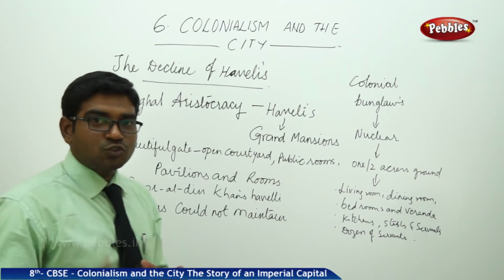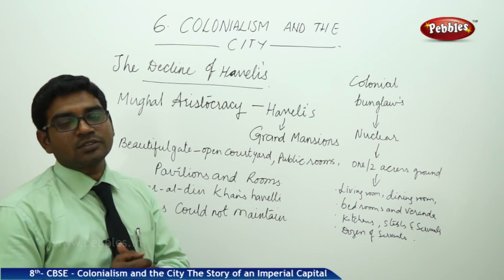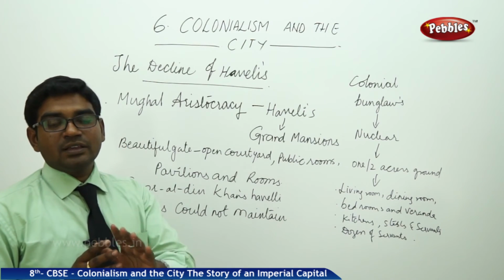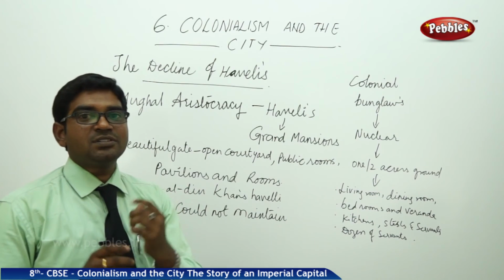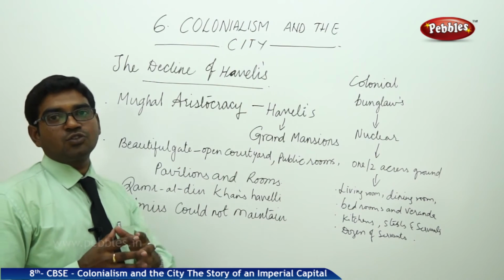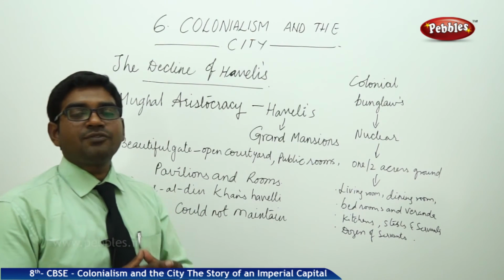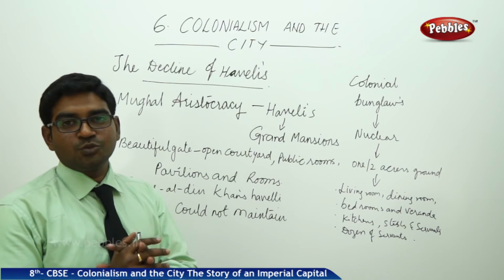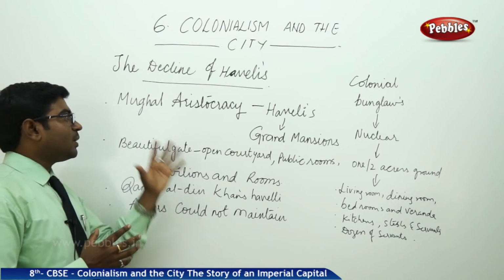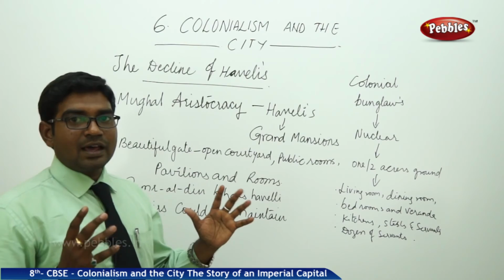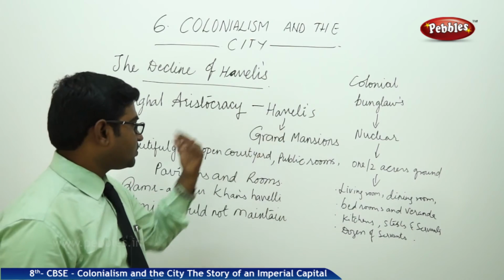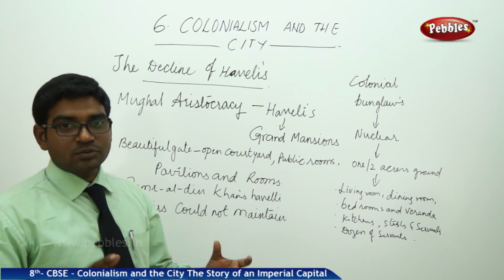But as time passed, the Mughal Amirs, the Mughal aristocracy, could not maintain this for a long time. The upcoming mercantile class, the business class, took over some of these Havelis into their control, while many of them were left to decay and unused. They started to get disused. So the Havelis are the grand mansions used by the Mughal aristocracy. They had a large, beautiful gate, an open courtyard, public rooms, pavilions and other inner rooms inside.